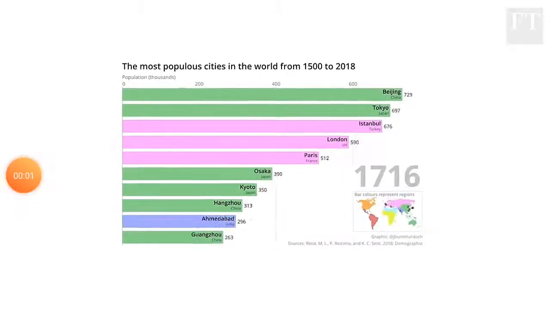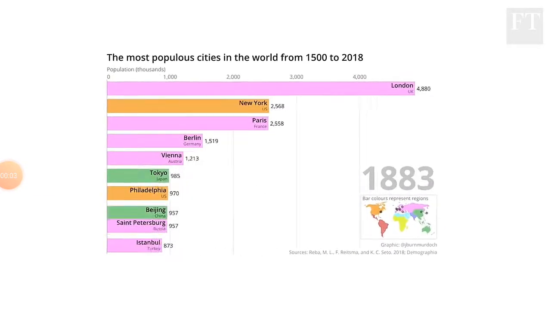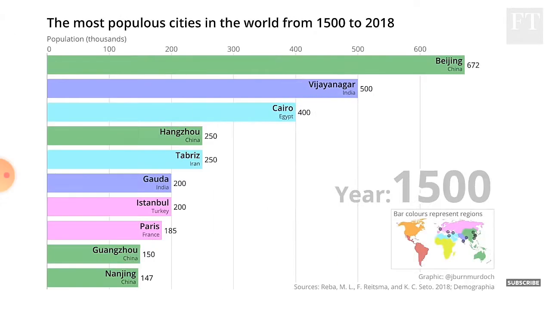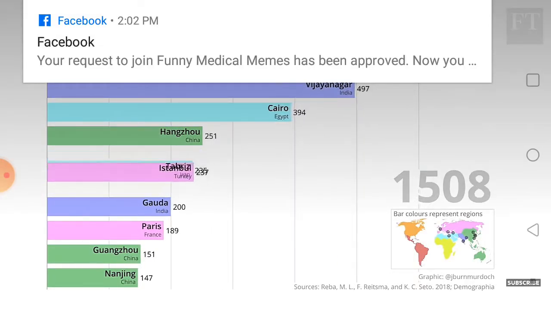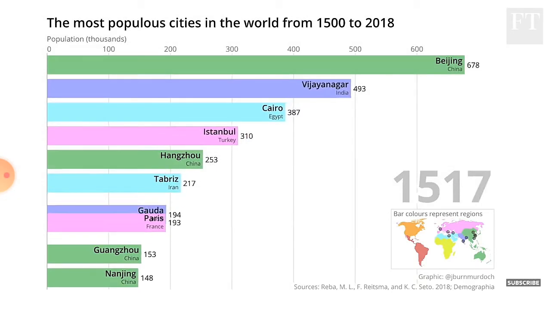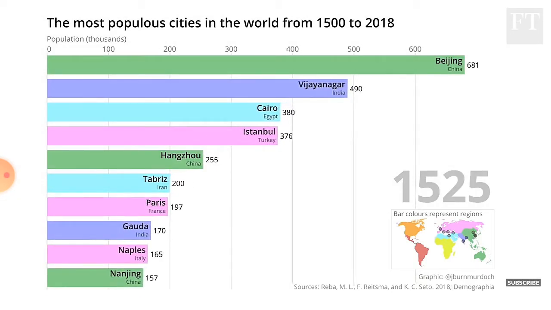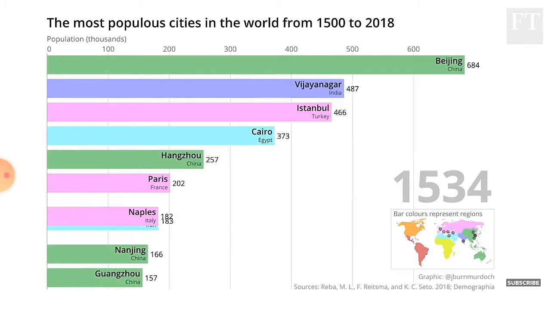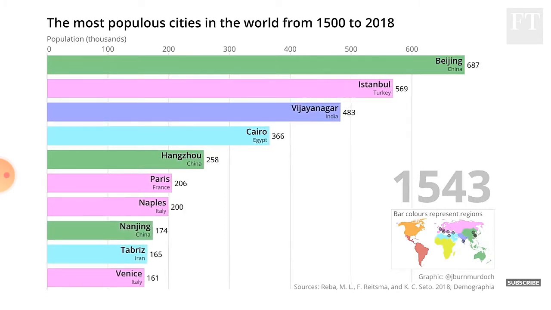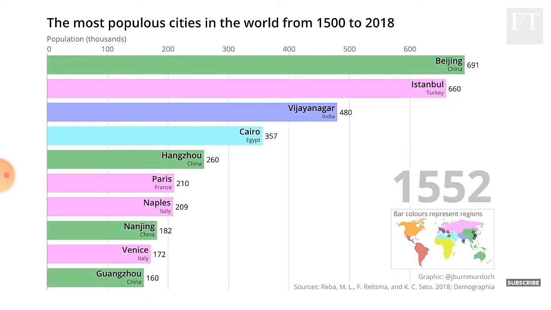You're looking at a bar chart race showing which cities had the largest populations at any time over history. We're going to start the race at 1500 AD. In the early 1500s, most people lived in the east, either the east of Europe and North Africa, or the east of the world itself in India and China, two countries that will be a regular occurring feature as we go on.